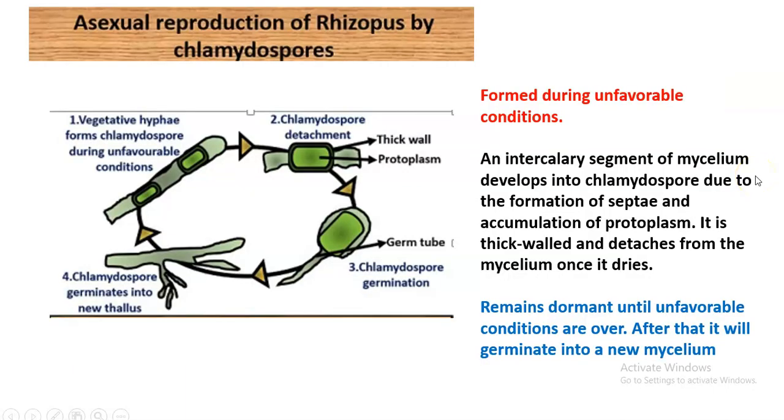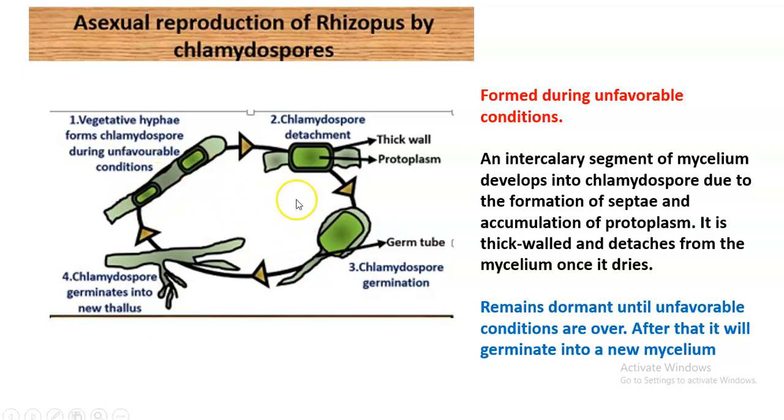So asexual reproduction by chlamydospores. You can see that during unfavorable conditions, not the extreme protoplasm, you can see that maybe this is the top anterior tip, and this is the posterior tip. In between this area, the intercalary part of the protoplasm will be aggregating together, and that will be forming a thick wall around itself, and developing a septa on both sides, and that will be converting itself into chlamydospores.